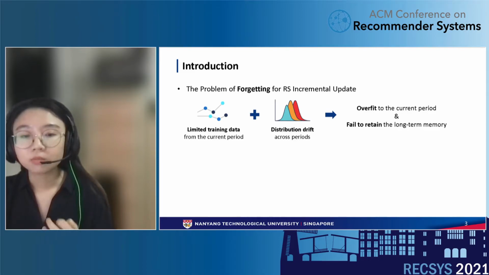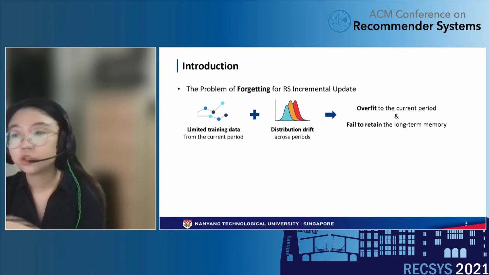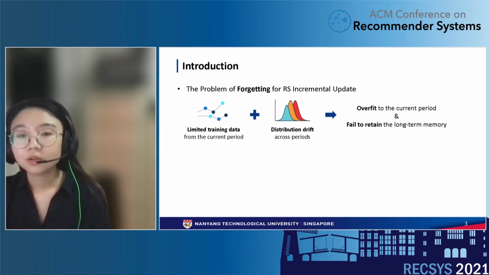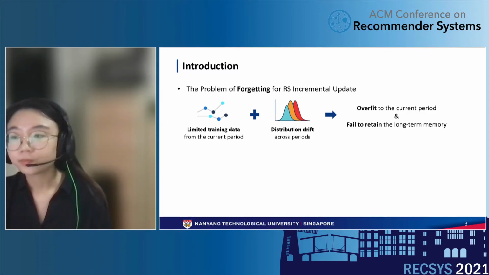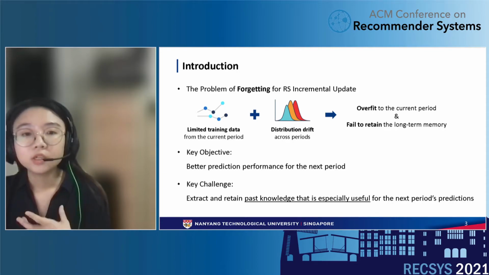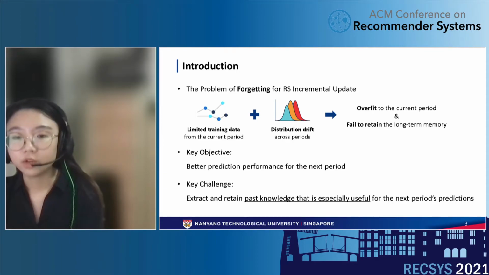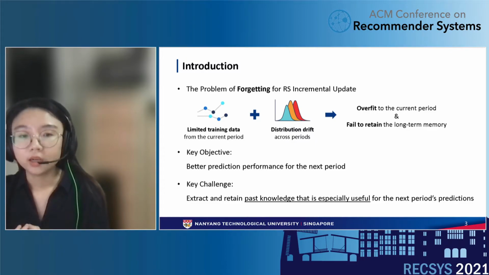However, there exists this problem of forgetting for RecSys incremental update. This occurs because the amount of training data from a single period is limited, while there might be distribution drift across periods. As a result, the model updated in this manner will overfit to the current period and fail to retain the long-term information obtained from past training. Therefore, in order to better serve the next period, we want to retain past knowledge that is especially useful for the next period's predictions.